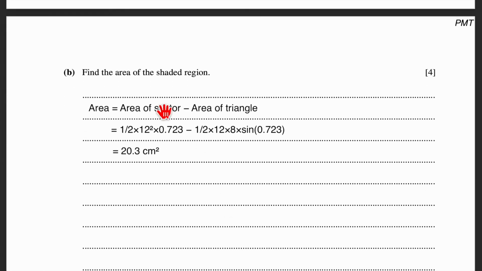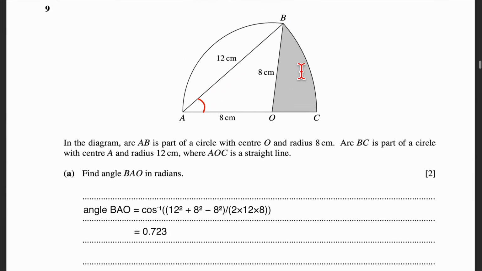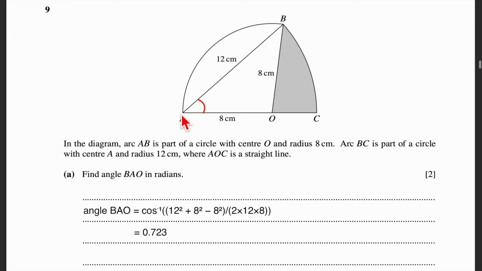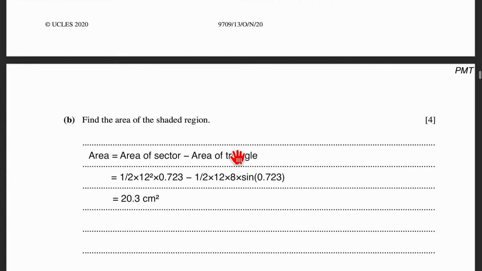Part B says find the area of the shaded region. So finding the area of the shaded region here, we can think of it as the area of this sector minus the area of this triangle. Okay, so let's go ahead and do that. So the area of the sector minus the area of the triangle.